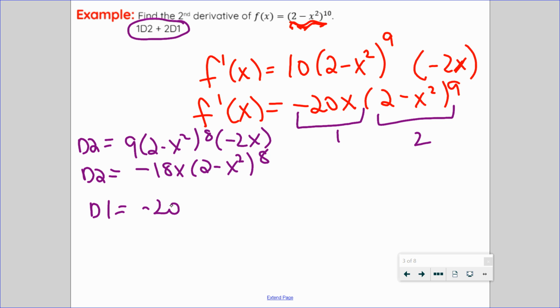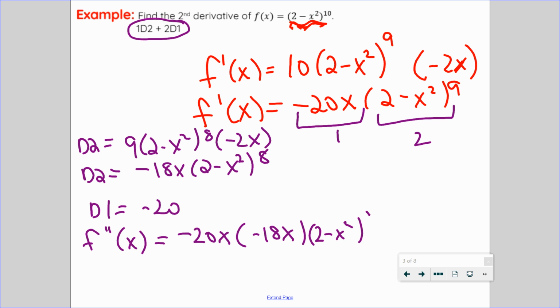So let's put that all together. The second derivative is going to be 1, negative 20x, d2, negative 18x times 2 minus x squared to the 8, plus 2, which is 2 minus x squared to the 9, and then d1, the derivative of the first one, is negative 20.